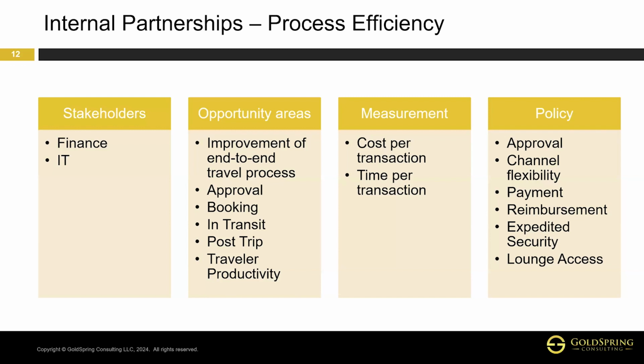Your measurements might be something like cost per transaction for each part of the process or time per transaction. So where might this fall out in the policy? Having a really efficient travel approval process. It doesn't mean you can't be rigorous, but it needs to be efficient and easy for the traveler, providing them with some channel flexibility, maybe, if they prefer that. Having payment reimbursement, again, integrated into the policy and easy for the traveler.